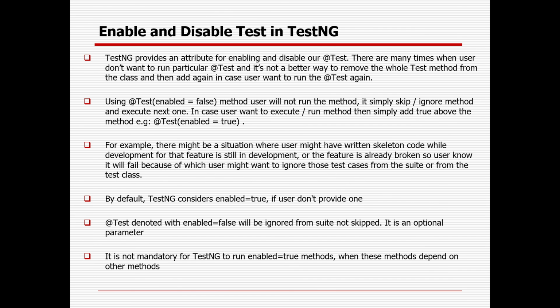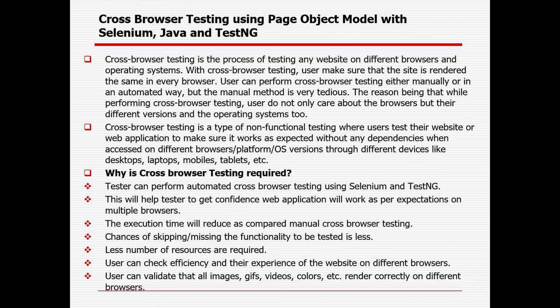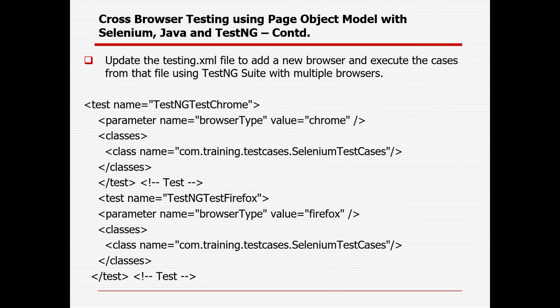So what you learned here is how to disable a test case in case you do not want to remove it from the class: you can just make it enabled equal to false, so it will automatically be disabled. And in case you want to do cross-browser testing, you just need to copy the test name parameter classes class tag, create a new record, and change the test name and the browser type value, whichever browser you want to use.